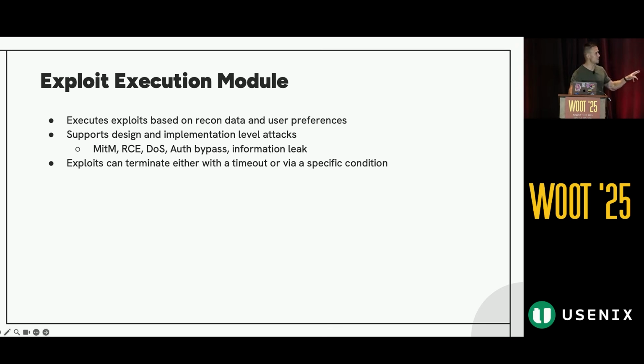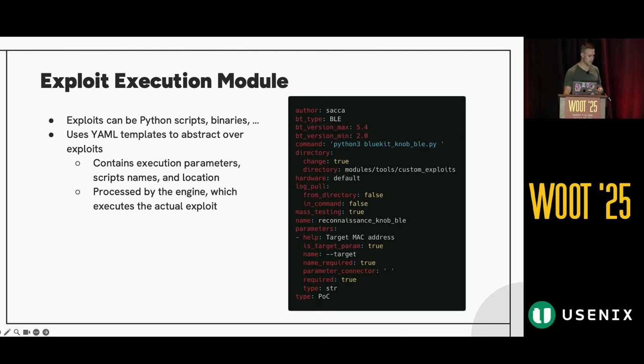And we set exploits that can terminate either after a timeout or via a specific condition. This is kind of a limit for us because for some exploits, it's difficult to know when a device actually times out. If it crashes, it can give false positives, false negatives. That's quite an issue for the moment. But yeah, the exploit execution module uses Python scripts, binaries, whatever exploit you want it to be, it can be. And we have YAML templates that are used to abstract over it.